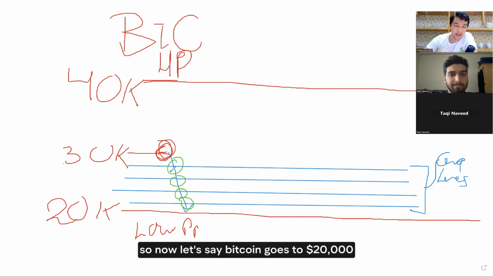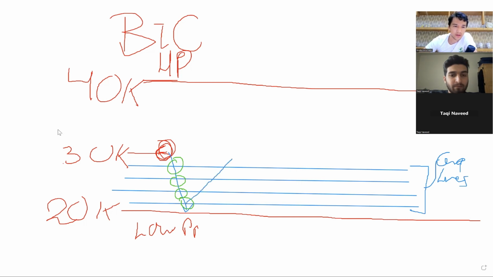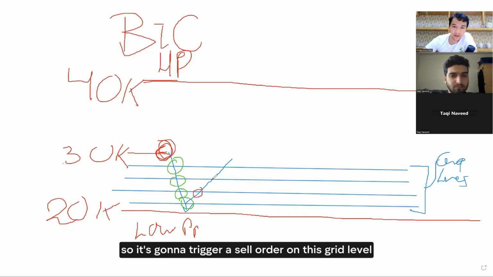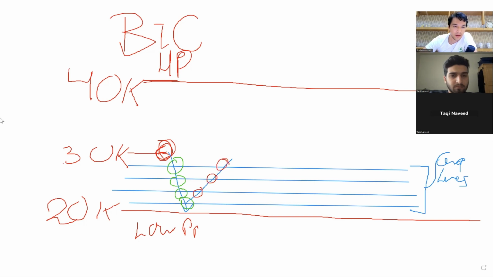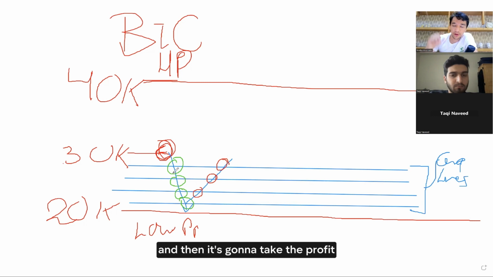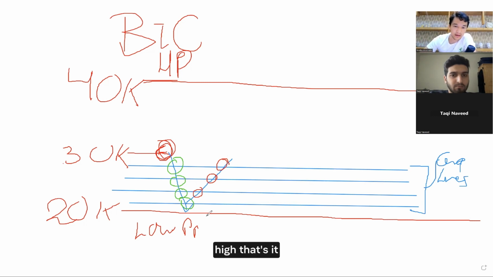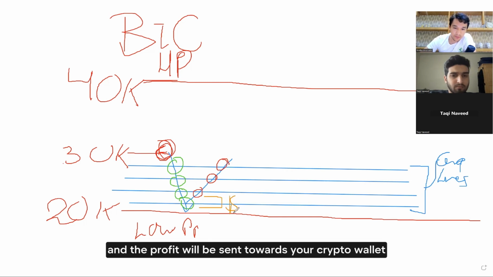So now, let's say Bitcoin goes to $20,000 and then it starts going up again to $30,000. What's going to happen now is that the bot on autopilot is going to trigger sell orders. It's going to trigger a sell order on this grid level, and then it's going to take the profit. Profit is the difference between the buy low and sell high. That's it. It's going to take the profit between the buy low and sell high, and the profit will be sent towards your crypto wallet.